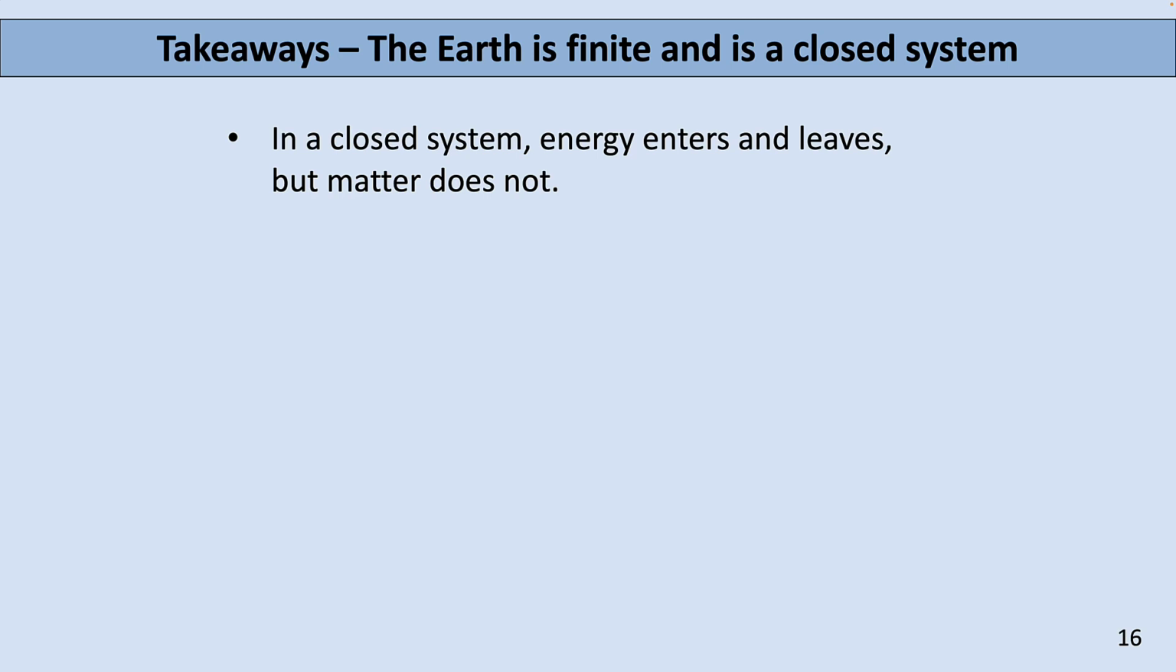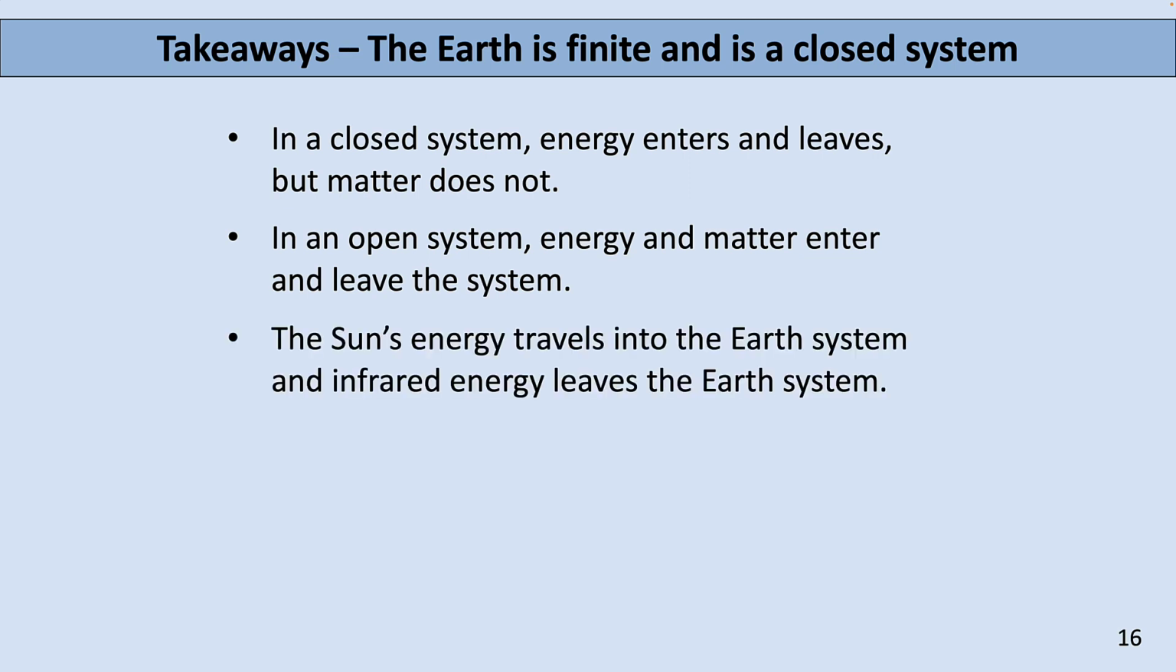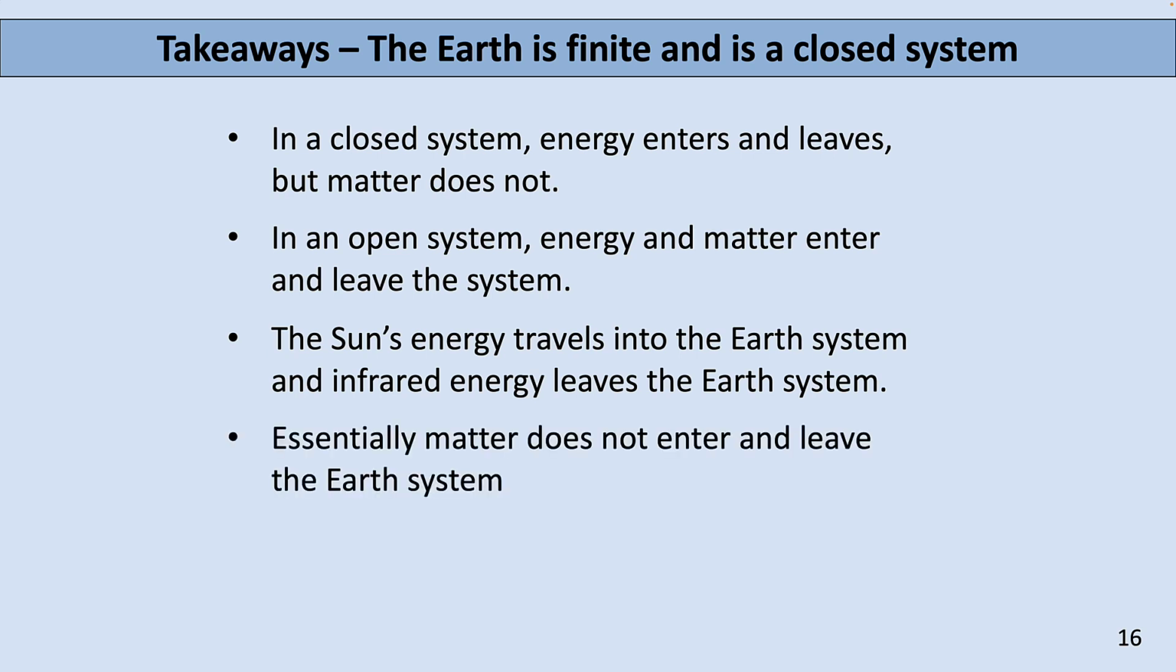In a closed system, energy enters and leaves, but matter does not. In an open system, energy and matter enter and leave the system. The sun's energy travels into the Earth system, and infrared energy leaves the Earth system. Essentially, matter does not enter and leave the Earth system. The Earth system is a closed system.